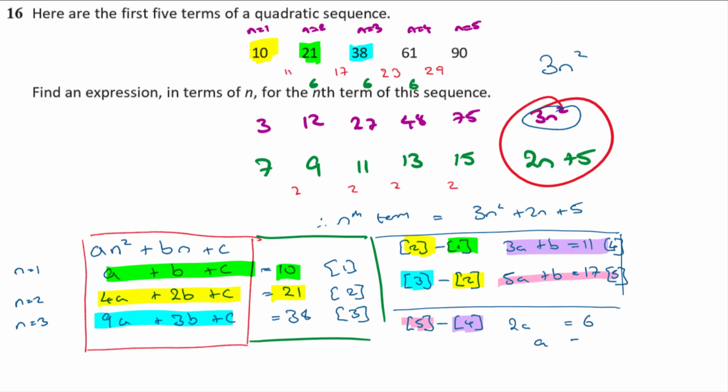So a is 3. And once I know a, I can then sub it back into one of either 4 or 5 here. So 3a plus b is equal to 11.